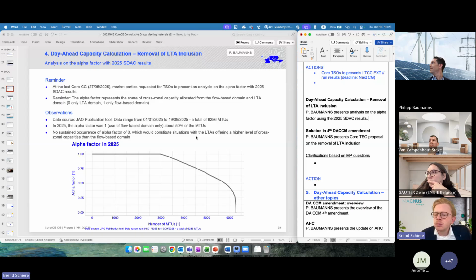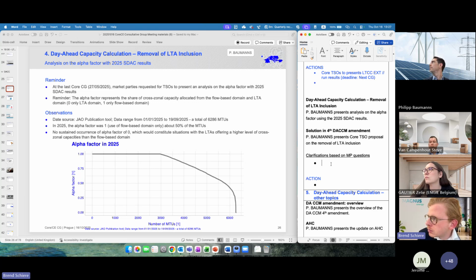I can understand it, because you say no sustained occurrence of alpha factor of 0, which would constitute a situation in which the LTA offering a higher level of cross-zonal capacity was important. But as soon as we have less than 1, even 0.99, it means that the flow-based domain cannot offer the required capacity in market dimension. It means that to some extent the LTA domain is used as well. Yeah, the market wants to use the LTA.